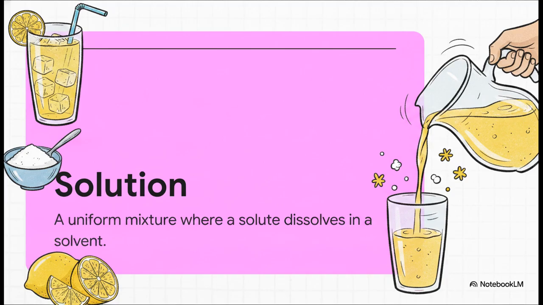To really picture this, imagine it's a super hot summer day and you are making a fresh glass of sweet lemonade. You know that perfect blend where the lemon and sugar are mixed so evenly into the water that you can't even see the individual parts anymore? That beautifully uniform drink is your solution.